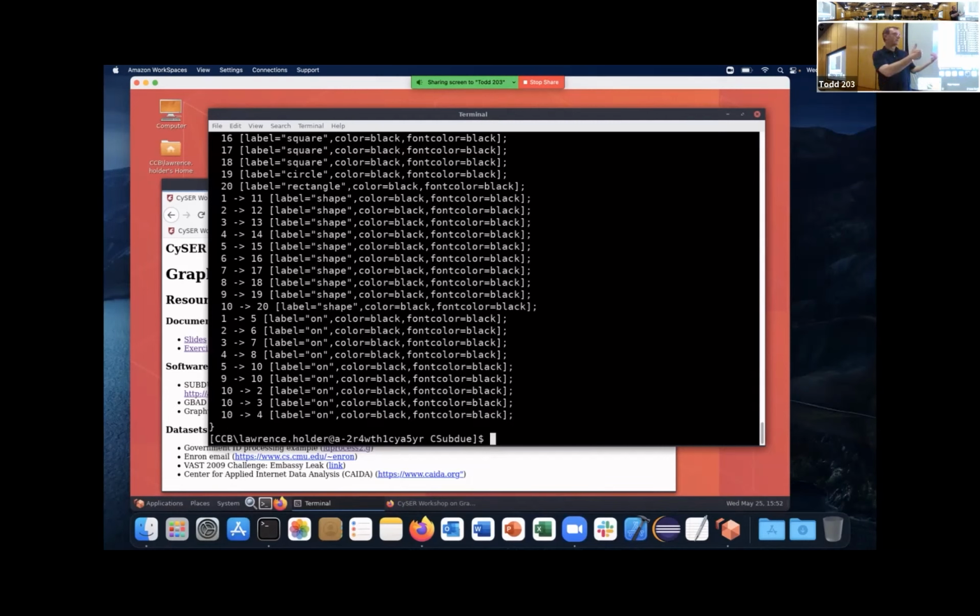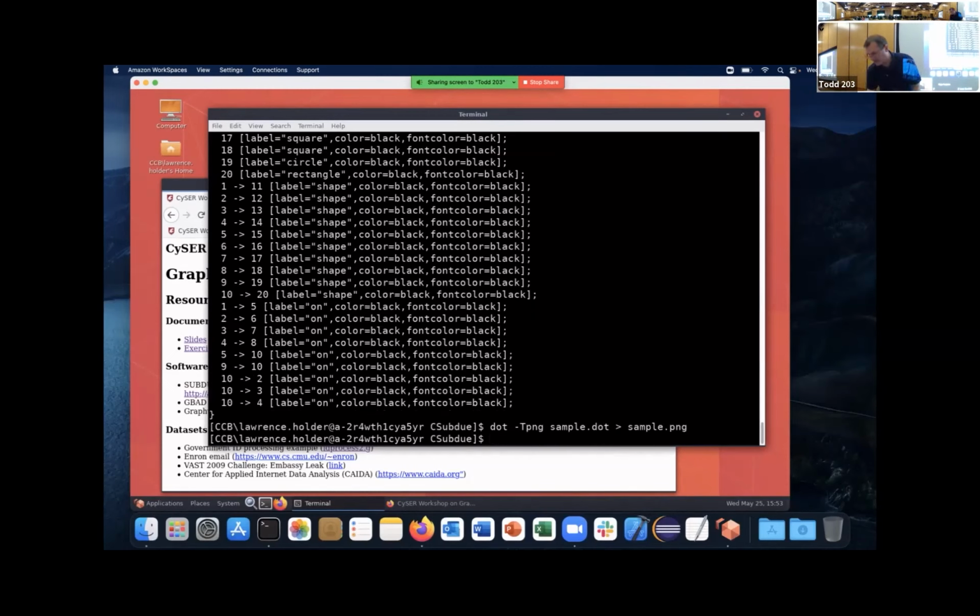And then we can use this dot program, which is part of GraphViz, to generate an image. Like say dot, I give it the type which I want. I'll do a PNG, you can do JPEG or whatever you want. And I give it the file. And then in this case, I'm going to use a Unix idiom, which is redirecting the output to a file, is what this greater than means. So I can put any file I want out here. Let's say sample.png.